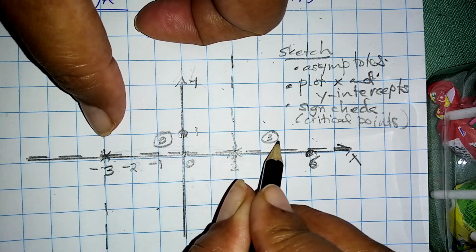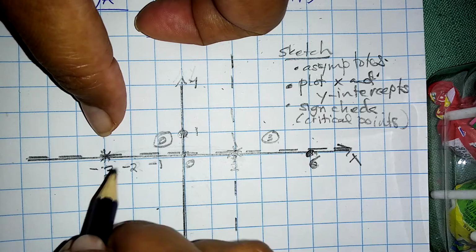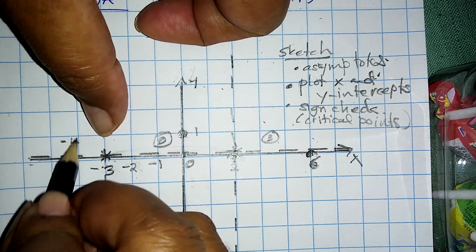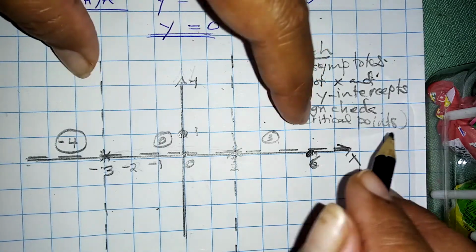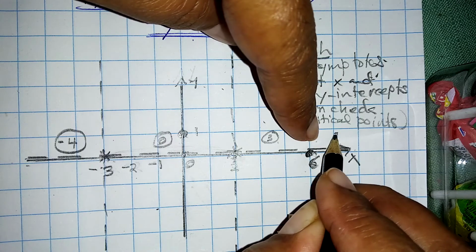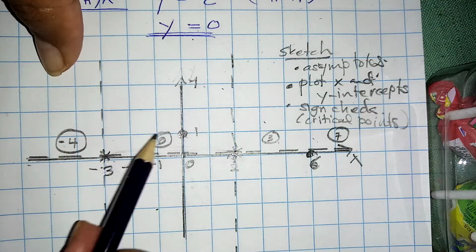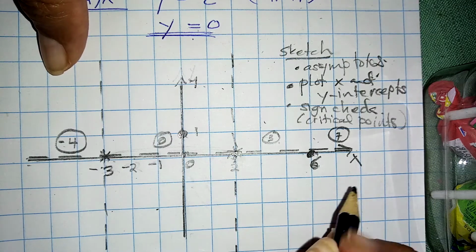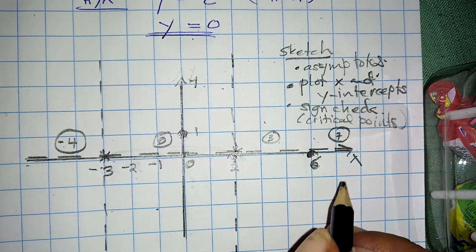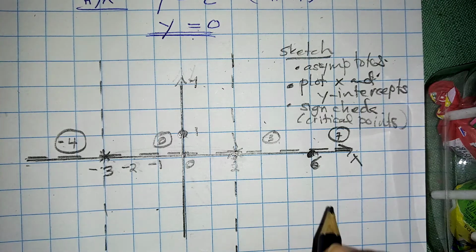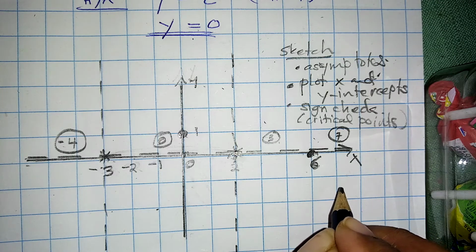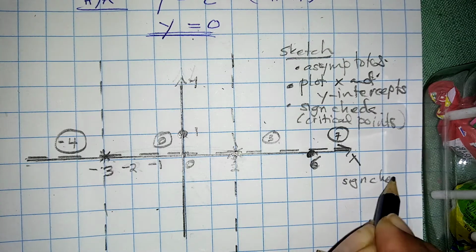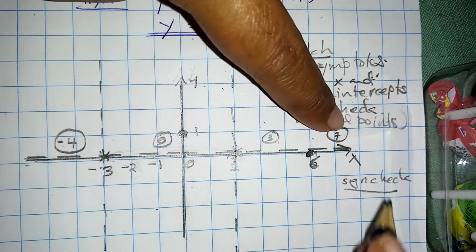1, 2, 3, you have 2 sign checks in between. And then outside -3, I'll choose -4. Don't choose a very big number because it'll be hard. After 6, I'll choose 7. So you see 1, 2, 3, 4. There are 4 different sign checks that I need to do. Then on the side somewhere, I'm going to write down sign check. I'll just fit it in here. I'll sign check 7.